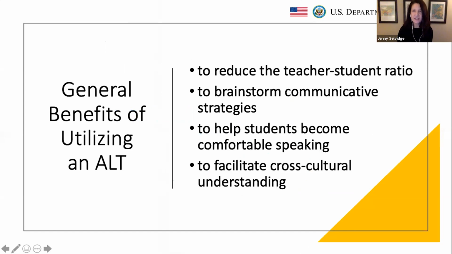You know this better than I do, but the benefits of utilizing an ALT are many, and one of the major ones is to reduce the teacher-student ratio. The sizes of classes in Japan are not conducive to language learning, as you know. A class of 40 is very difficult. So having an ALT in your classroom reduces that teacher-student ratio so that you can have more dynamic classes.